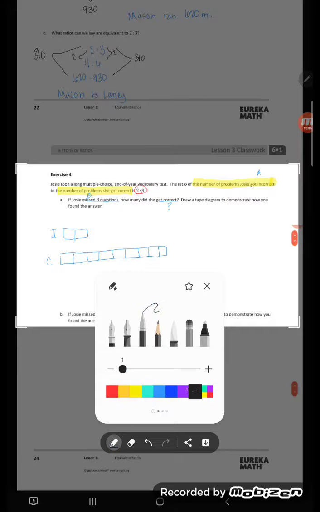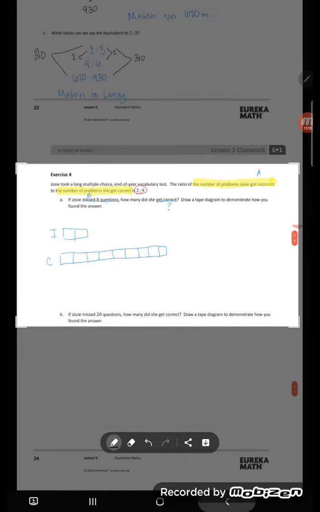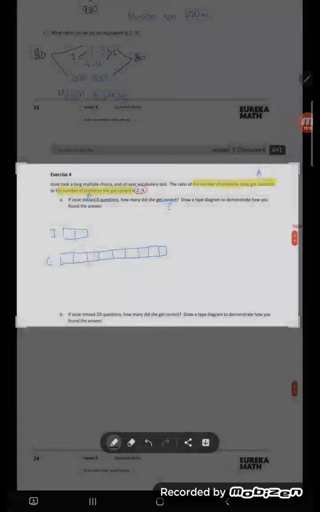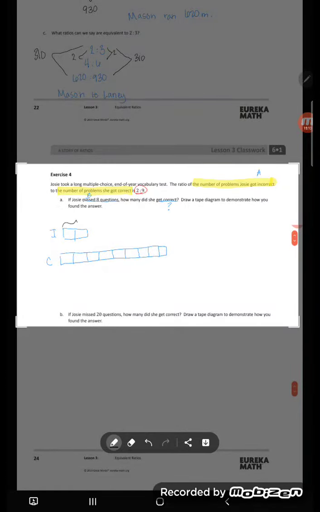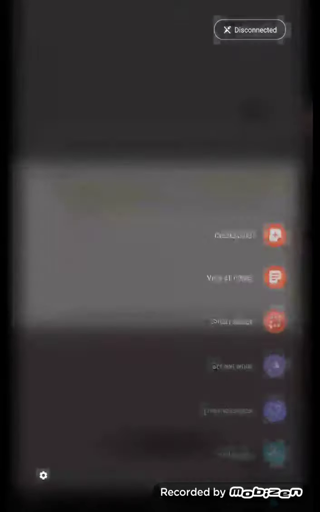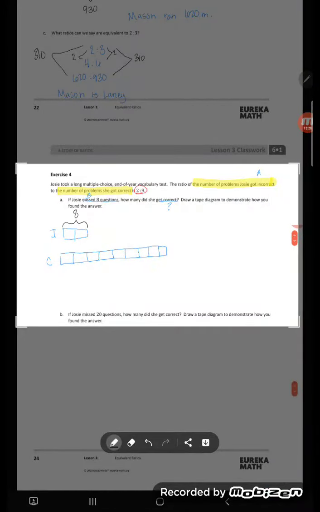So we're given that she missed 8. She got 8 incorrect in total. She missed 8, so this whole thing is 8. I know 8 has to go into 2 boxes, so I'm going to go 8 divided by 2. That's going to give me my 4 in each box. So 4 questions in each box. 4, 4, 4, 4, 4, 4, 4, 4, 4.